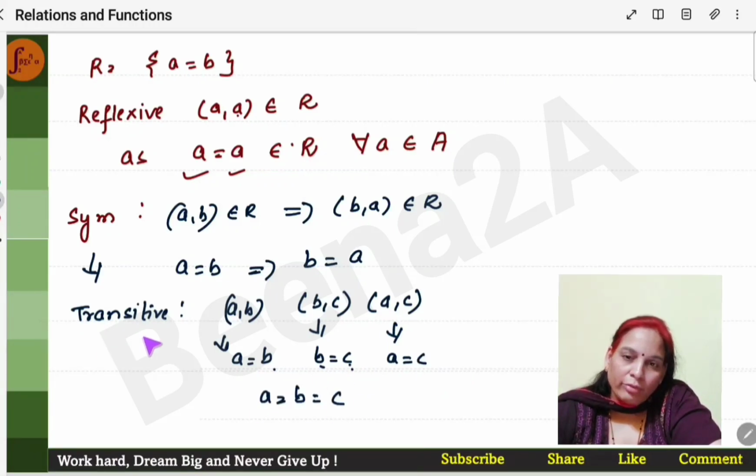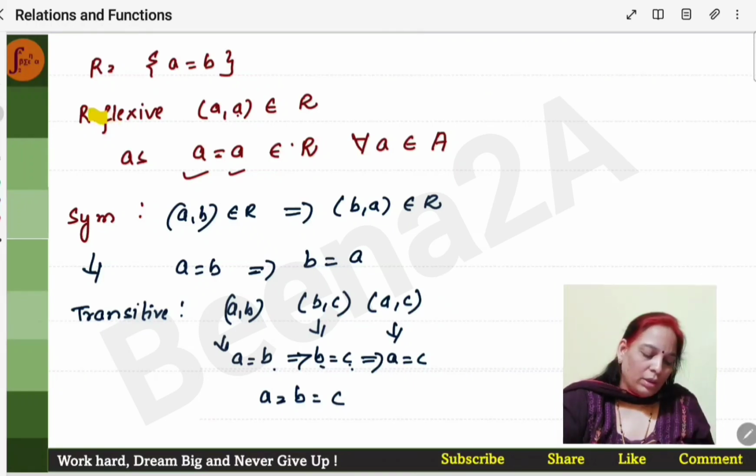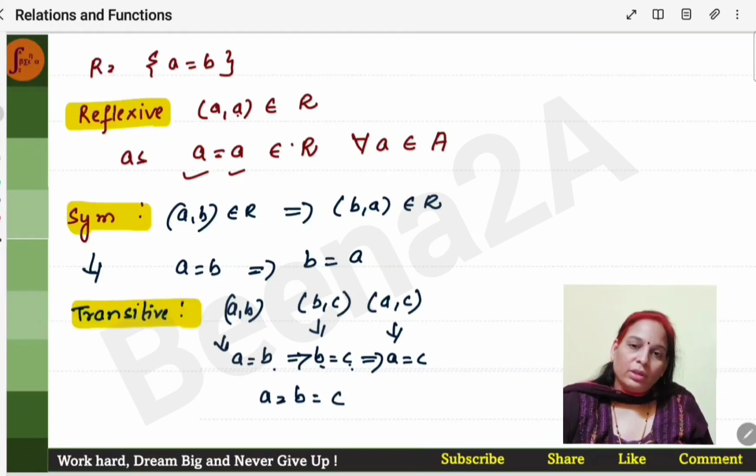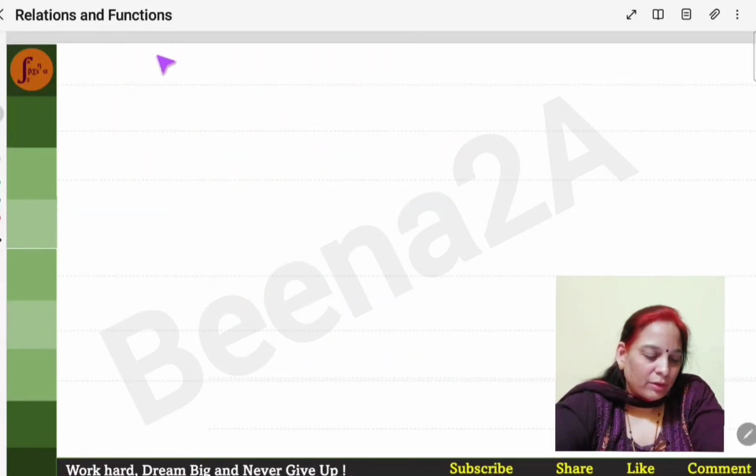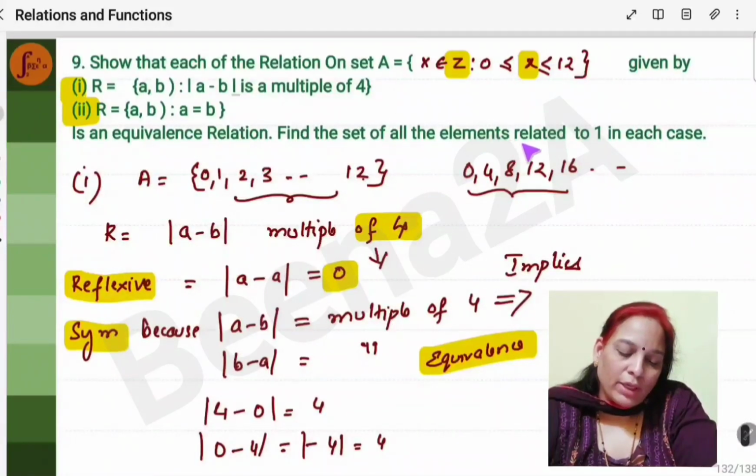So I can say it is transitive because A is equal to B and B is equal to C implies that A is equal to C. The relation is reflexive, symmetric, and transitive. This is also an equivalence relation. Now, the second part of the question is to find the set of all the elements related to 1 in each case. In both of these cases, you have to find elements related to 1.